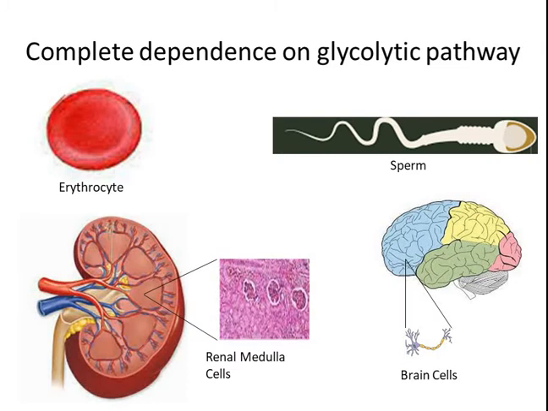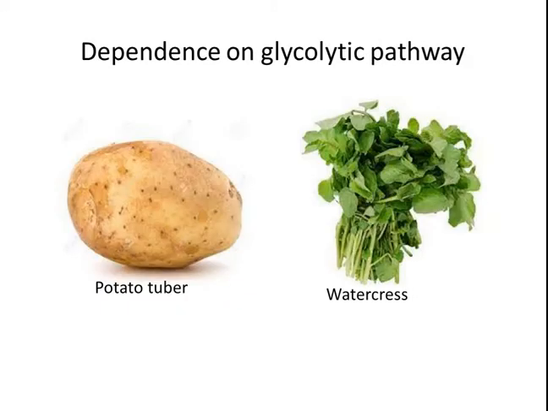Friends, glycolysis is an almost universal central pathway of glucose metabolism, the pathway with the largest flux of carbon in most cells. The glycolytic breakdown of glucose is the sole source of metabolic energy in some mammalian tissues and cell types like erythrocytes, renal medulla, brain and sperm. Some plant tissues such as potato tubers and some aquatic plants like watercress derive most of their energy from glycolysis, and many anaerobic organisms are also entirely dependent on glycolysis.